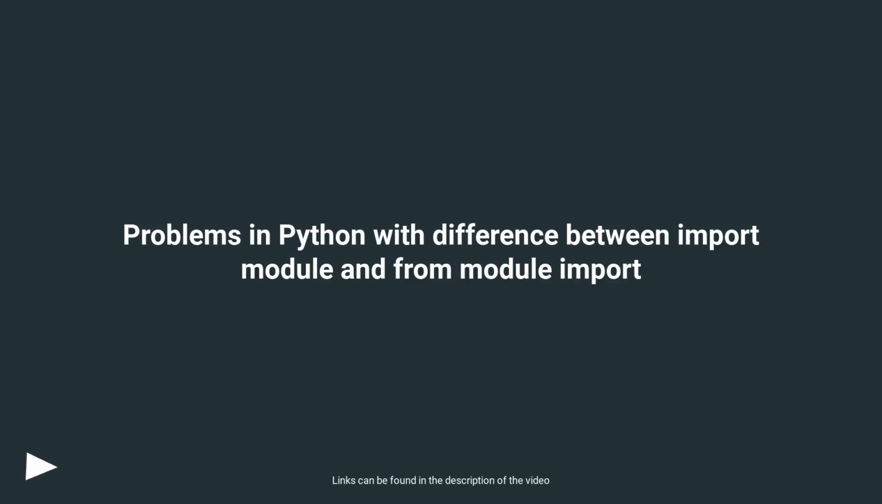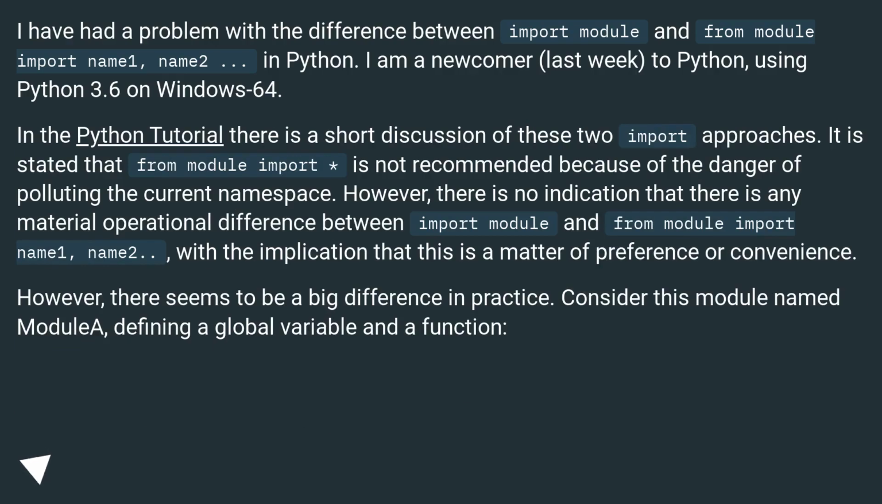Problems in Python with the difference between import module and from module import. I have had a problem with the difference between import module and from module import name1, name2, ... in Python. I am a newcomer, last week, to Python, using Python 3.6 on Windows 64.